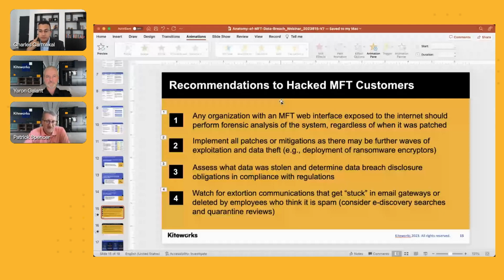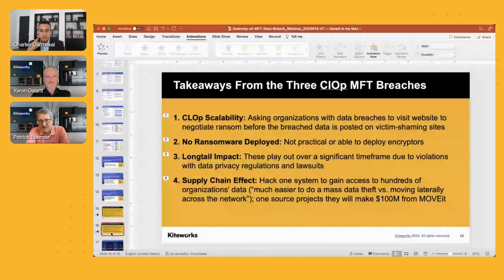Yeah. Interesting. And then we have one slide here on the takeaways when we look at these three MFT breaches. Yaron, the CLOP scalability. Charles has spoken to that. They got almost too successful because they couldn't keep up and reach out to everyone.